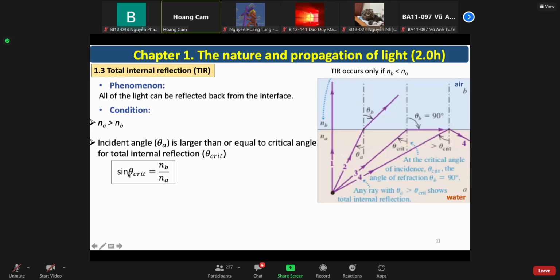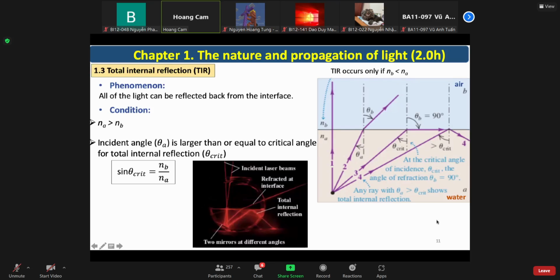And the value of the critical angle of incidence is calculated by this formula: sine theta critical equals NB divided by Na, and I also prove it with you in the chat box as well. So we will see one example in which we can do a very simple experiment in order to observe the total internal reflection.